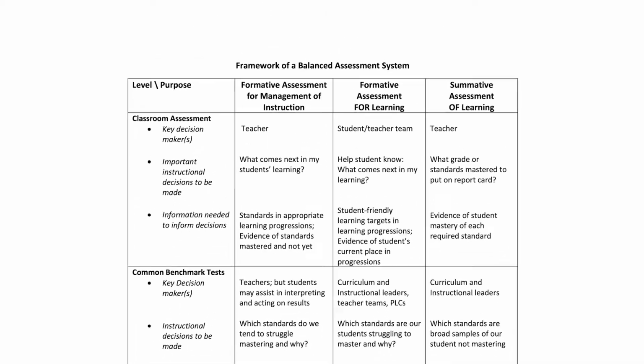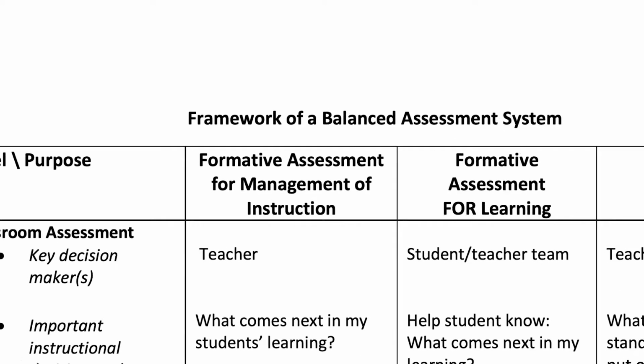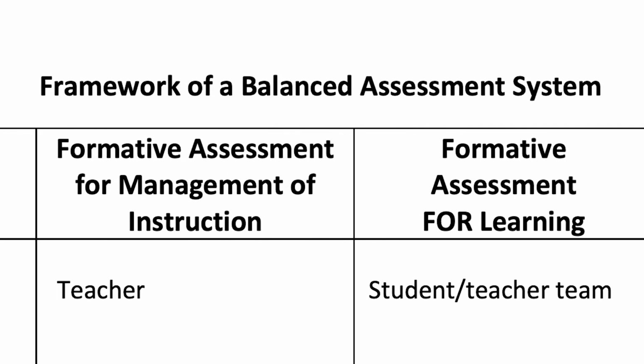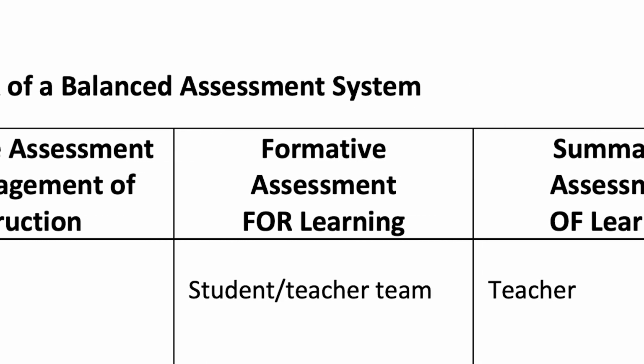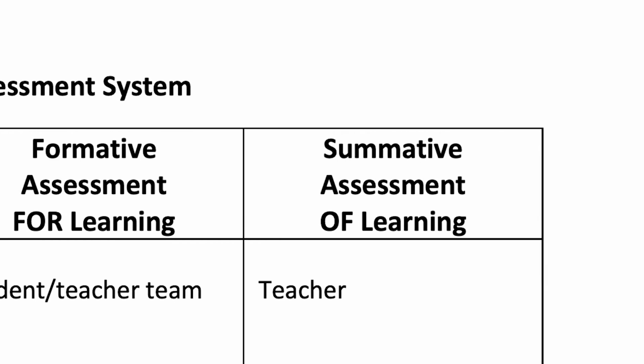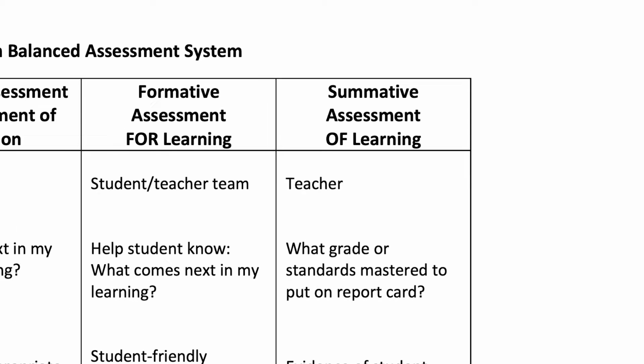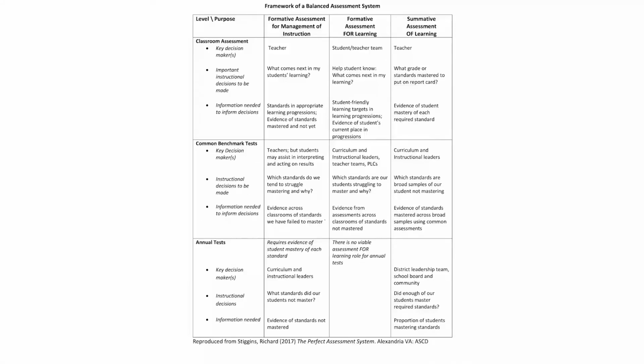And my little chart has 3 columns then. One says formative assessment. These are purposes or ways we use assessment. Formative assessment to manage instruction. That's for teachers. Formative assessment for learning that brings the student into the equation in partnership with their teachers, and then summative assessment of learning, which is the accountability column. You'll see if I have 3 rows and 3 columns, I create a 9-cell table.